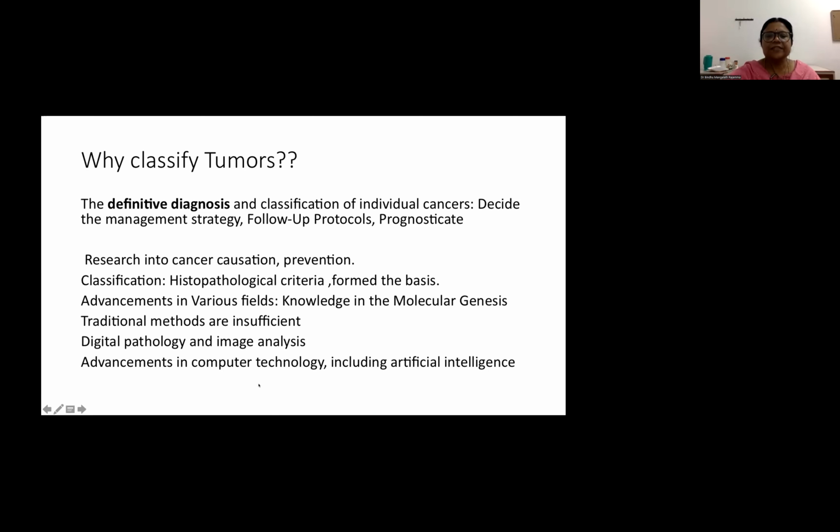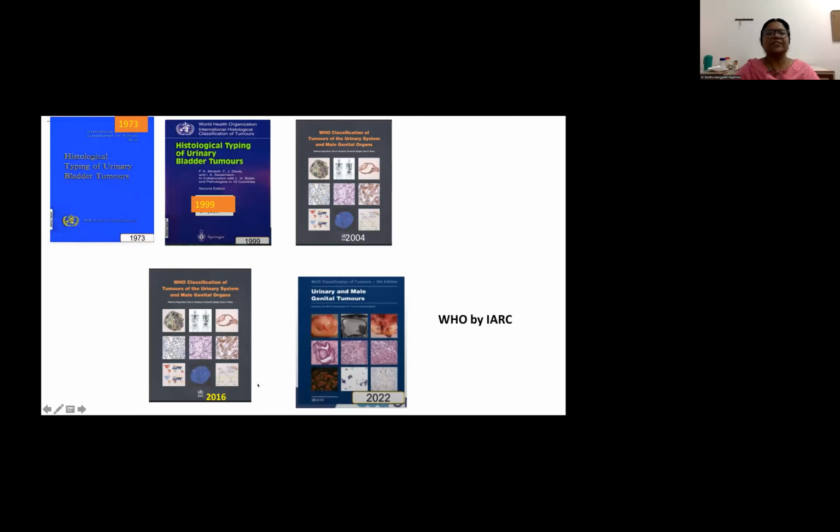So with that introduction, I would say that the classification of the male genitourinary tumors and the kidney tumors started way back in 1973, and the WHO classification came in blue books, what the pathologists call the blue books. And the WHO classification, the IARC, or the International Agency for Research on Cancer, is the agency which is responsible for the upbringing of the WHO fascicles, which will detail the classification, the molecular genesis, and other details of the tumor.